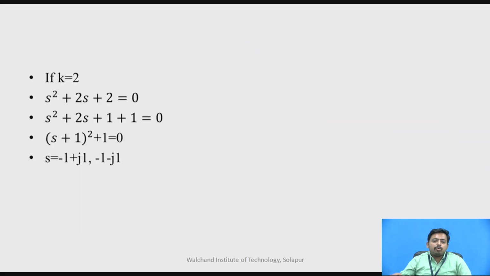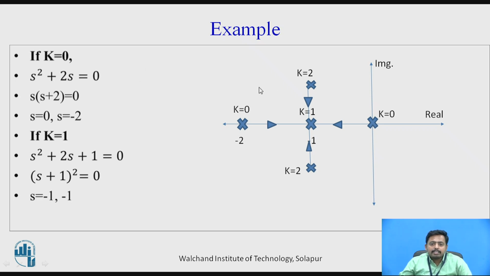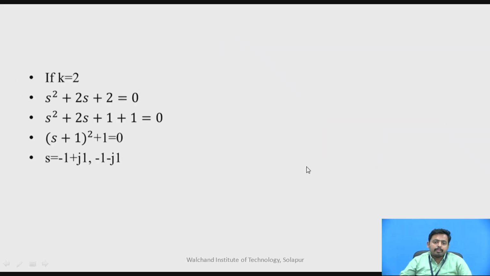Similarly, if k is equal to 2, we get s square plus 2s plus 2 equal to 0. So we get a complex root, that is minus 1 plus j1, where minus 1 is the real part and j1 is the imaginary part, and minus 1 minus j1. This is denoted by this pole, minus 1 of real part, j1 of imaginary part, this is pole 1, and minus 1 of real part, minus j1 of imaginary part, this is pole 2.